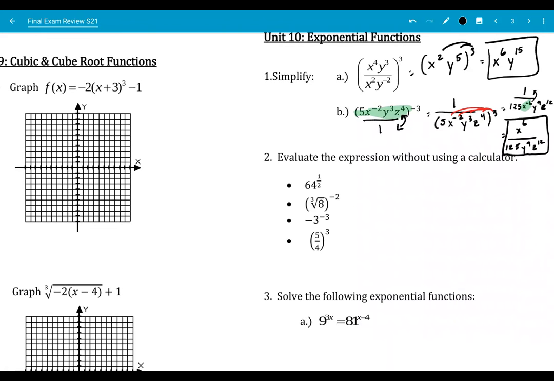Evaluate without using a calculator. So keep in mind what you need to know is the conversion of x to the power of m over n is the same thing as the nth root of x to the m. So the denominator becomes the root. So this turns into the square root, because it's an understood 2 for square roots, to the power of 64, square root of 64 plus or minus 8.